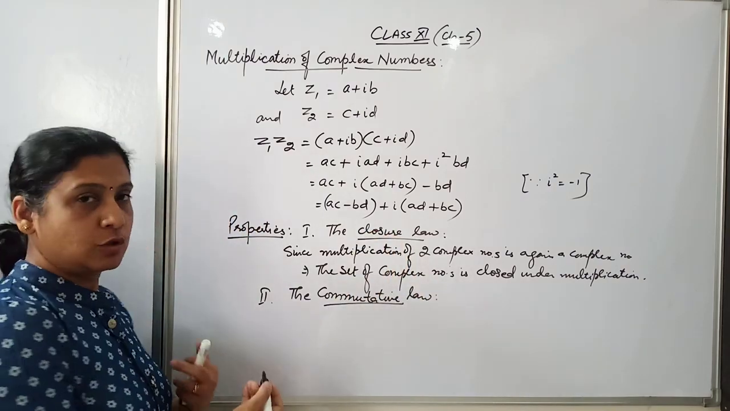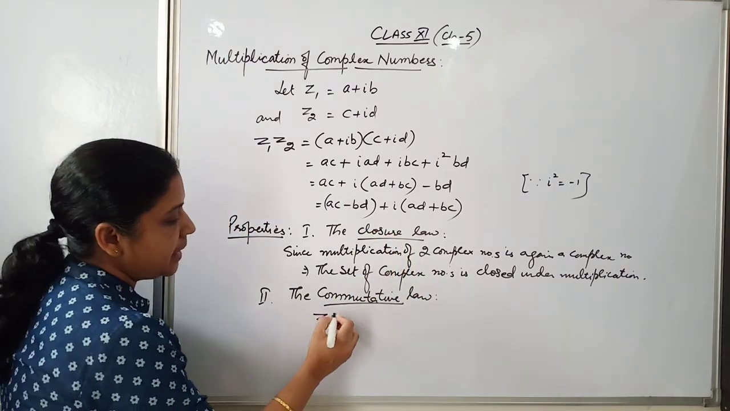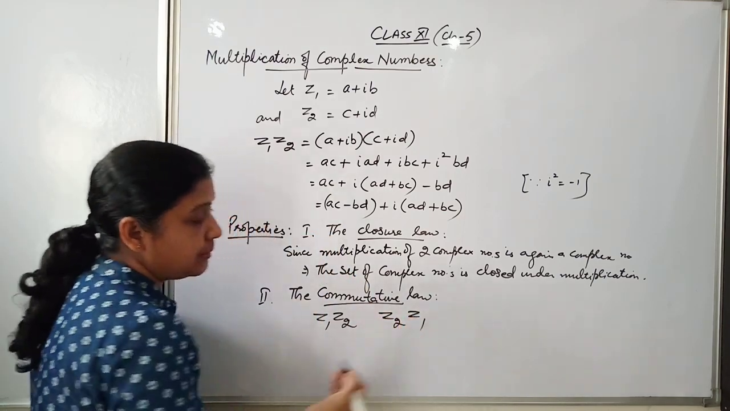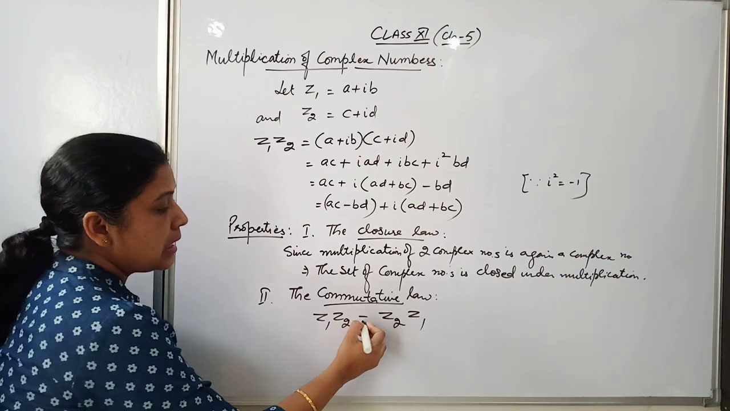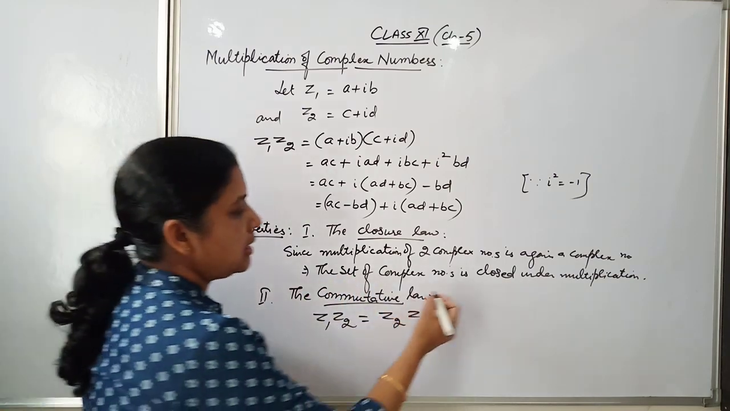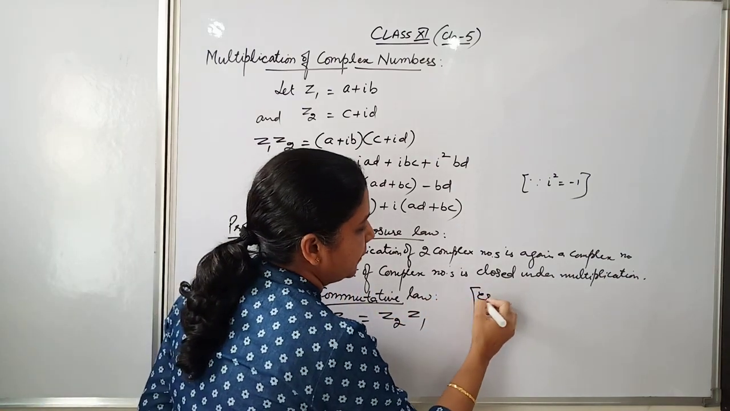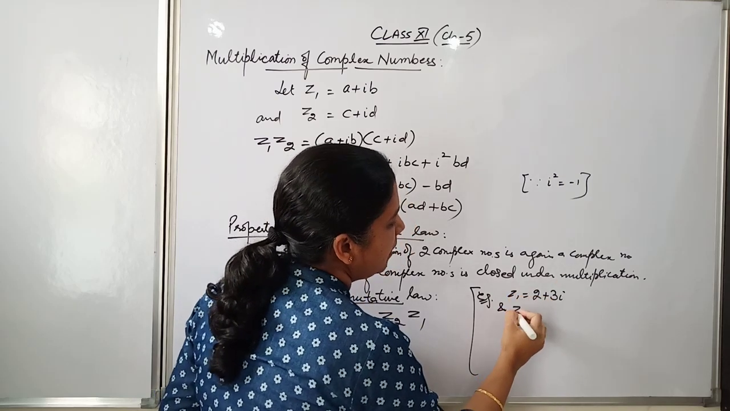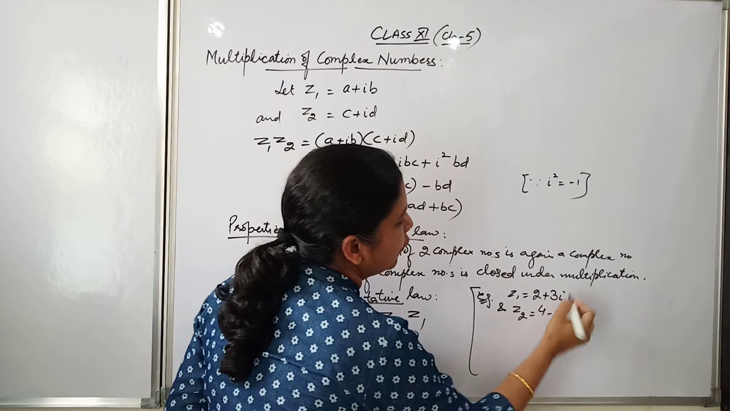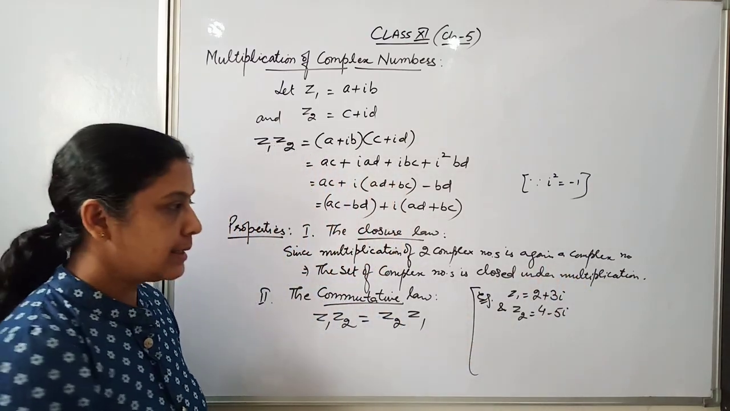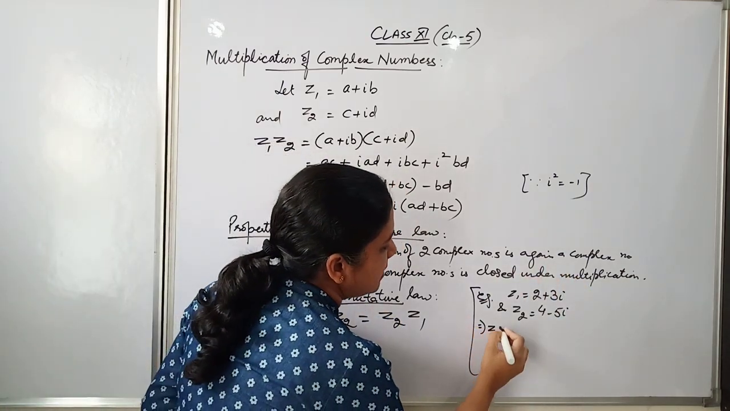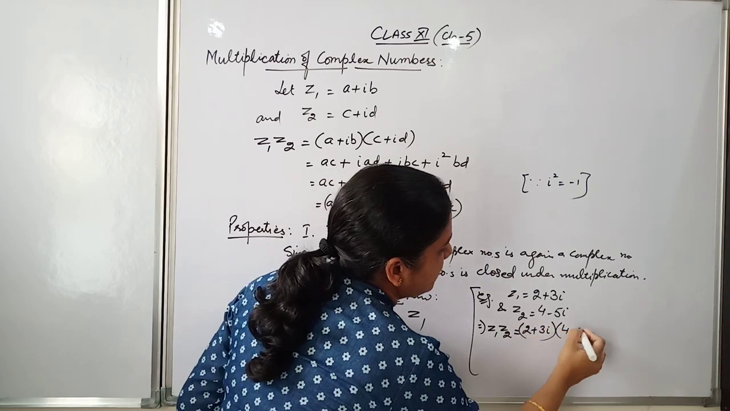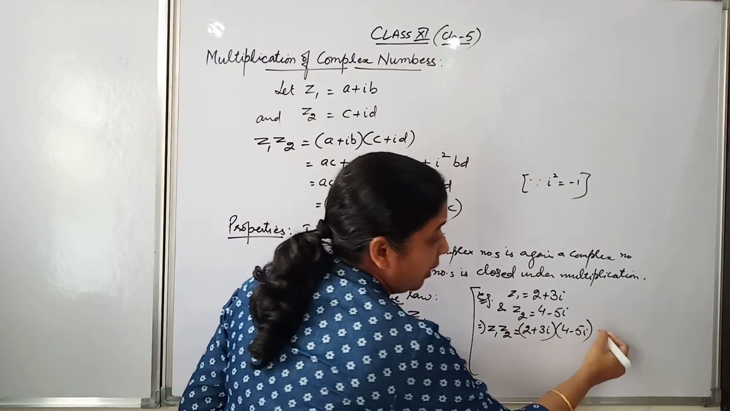If I have two complex numbers and I multiply Z1 and Z2, and maybe I multiply Z2 with Z1, the result will be the same. Let's see by taking an example. I have taken an example. Z1 is equal to 2 plus 3 iota and Z2 is equal to 4 minus 5 iota. Let's see how this works out. Z1 into Z2. 2 plus 3 iota multiplied with 4 minus 5 iota.